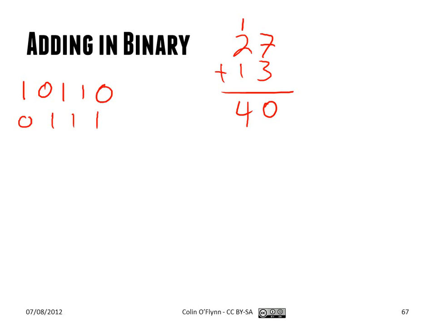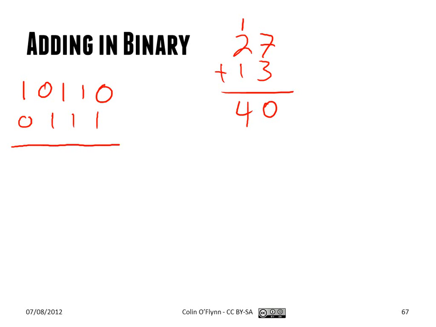Adding in binary is very similar to how we add with regular decimal numbers. So, if you have 27 plus 13, you would go 7, 8, 9, 10, so 0, carry the 1, 40. With binary, we do it in the same way. Say we have 1, 0, 1, 1, 0, 0, 1, 1, 1.